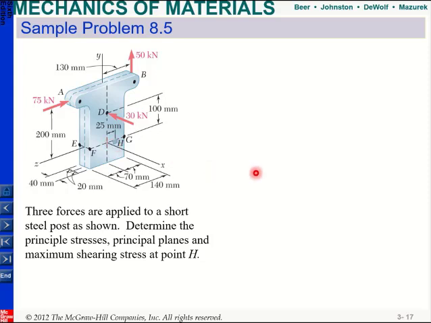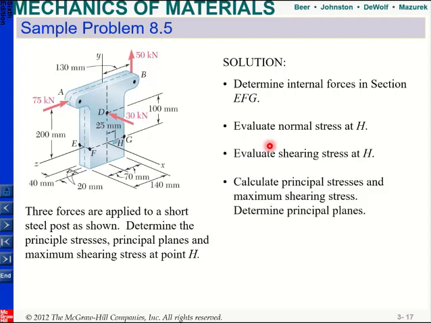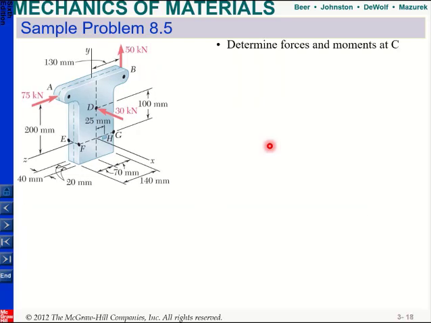Again, in this question, the first thing is you need to cut through the section where point H is. So I need to cut it at this AFG plane, and then I need to move all these forces to the centroid. After I move all the forces there, I need to find my normal stress at H, and my shearing stress at H, and then I will calculate my principal stresses. All right. So the first thing is I need to find my forces. How do I do that?